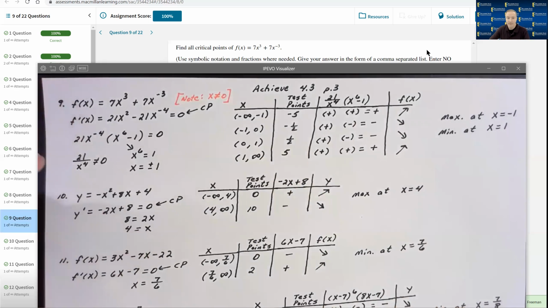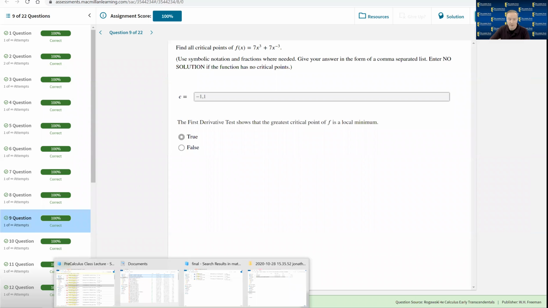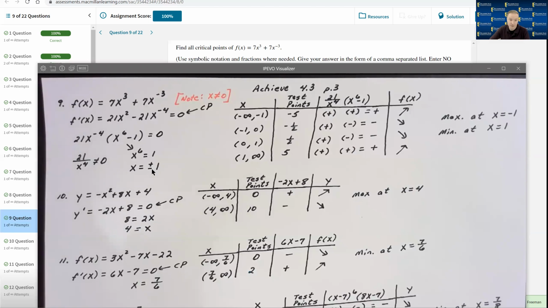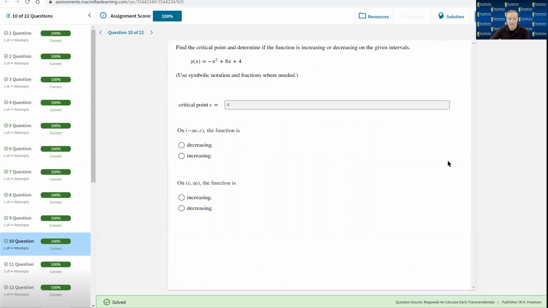Now, making sure what they ask in this one, they just ask for the critical points, -1 and 1. And then the first derivative test shows that the greatest critical point of f is a local minimum. So whenever you're thinking of how to answer that, you say the greatest critical point. Well, the greatest critical point is 1. Is 1 a minimum? Yeah, because it's decreasing before 1, it's increasing after. So I can say that's true. Sometimes their questions are a little tricky though, so you got to be careful.